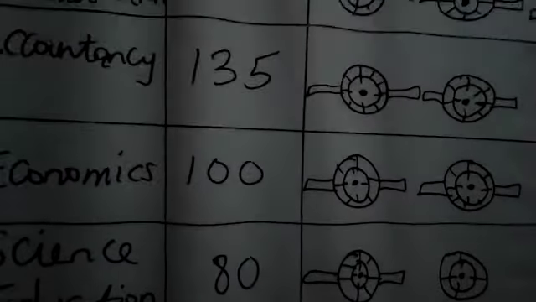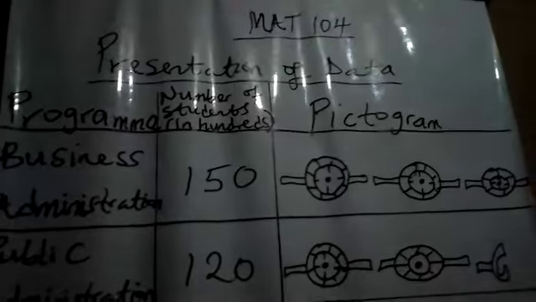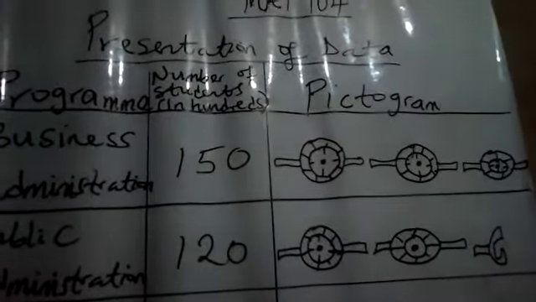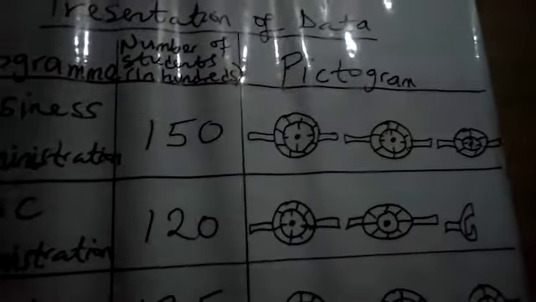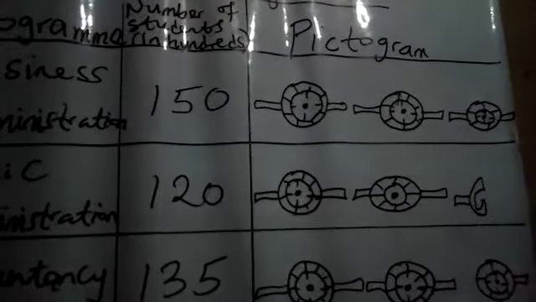So we have come to the end of our class on pictograms. By the next time we meet, we will still be talking about other presentation of data like bar charts, pie charts, and frequency polygon, cumulative frequency curve, stem and leaf display, and so on.